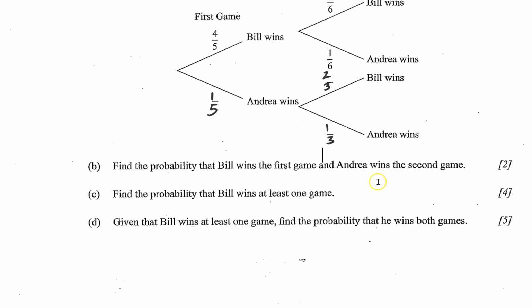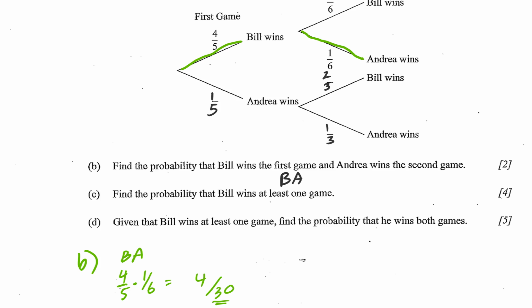B, find the probability that Bill wins the first game and Andrea wins the second game. So we want to find Bill and Andrea. So that's why I love tree diagrams. Right? So they want Bill winning the first game and then Andrea winning the second game. So all I had to do is multiply those two things. So Bill would be 4/5, Andrea would be 1/6. And I get 4 out of 30. That's B.